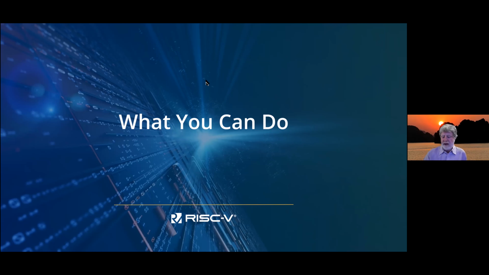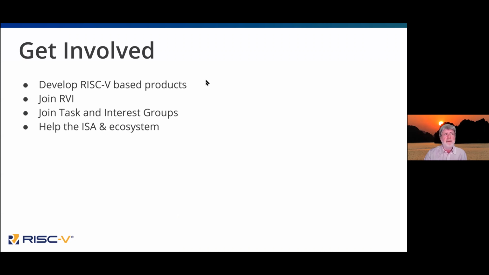But now I just want to talk a little bit about what you can do. So number one, this is the most important thing, develop products based on RISC-V. It's a very exciting technology. It started at Berkeley and was really meant to last 50 years. It stands on the shoulders of all the processors that came before it, both RISC and CISC. So we've learned a lot.